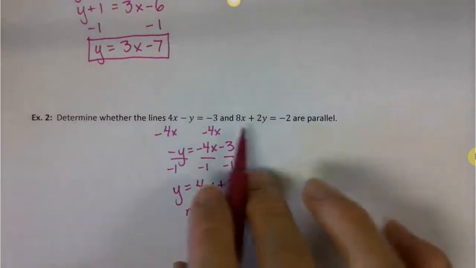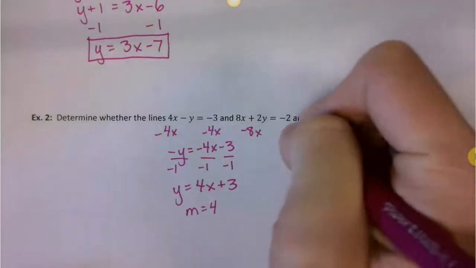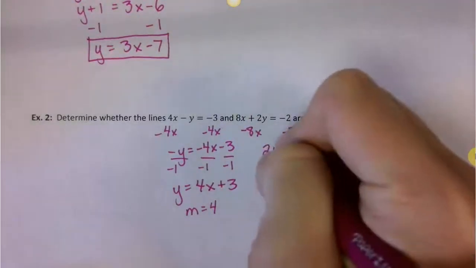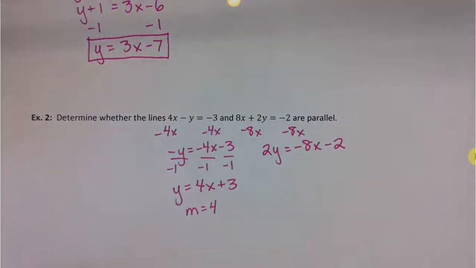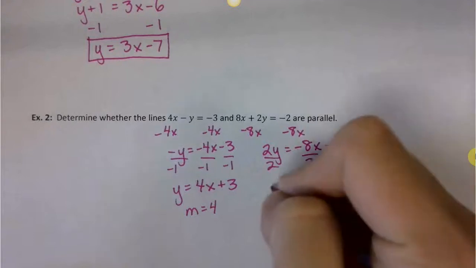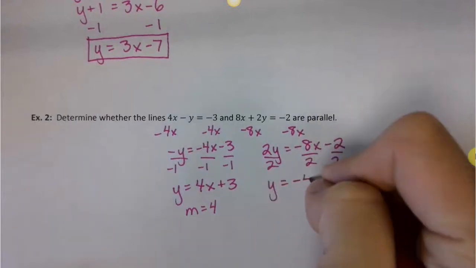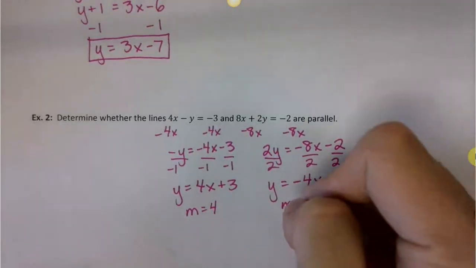So now we want to do the same thing with our second equation. We're going to subtract the 8x from both sides, which gives us 2y is equal to -8x minus 2, and then divide all the way across by 2, leaving us with y equals -4x minus 1. And now we can recognize that the slope of this line is -4.